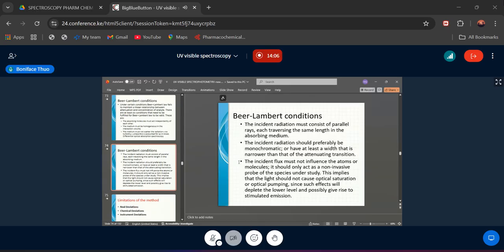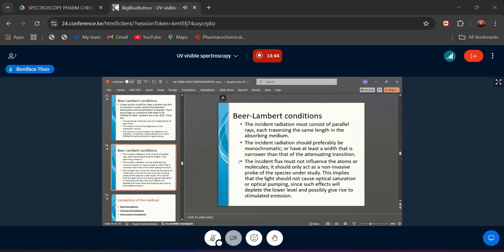In addition, the incident radiation must consist of parallel rays. This is important because we have said that the intensity of absorption depends on the path traversed by a ray of radiation. So if they are not parallel, that means some of the rays will cover a shorter distance while others cover a longer distance, and that will affect our measurements.